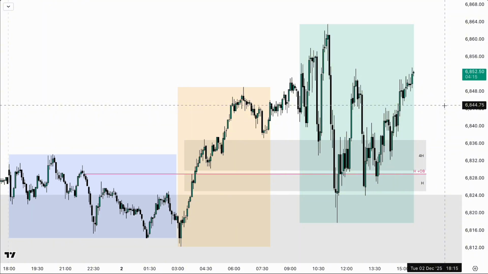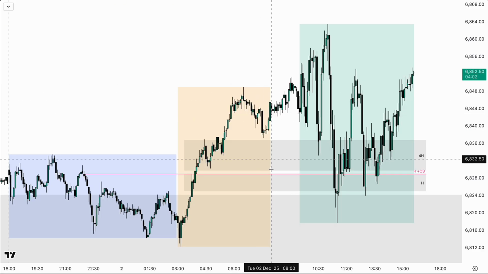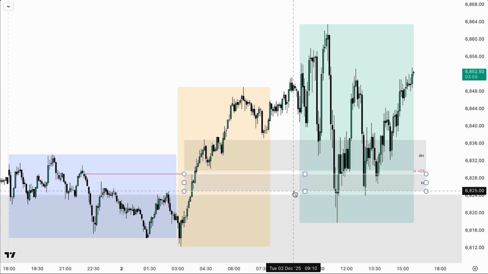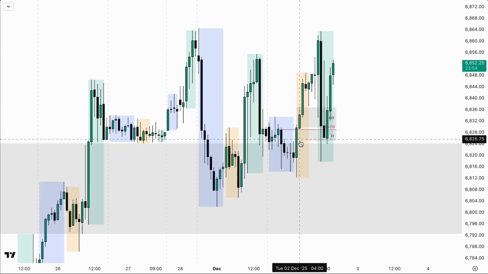This is the 5-minute right here. Again, we are thinking bullish prices today. We are in the framework of a bullish daily profile. We see that we have these higher time frame hourly price delivery arrays. We had this hourly fair value gap right here. We'll back out and show you. Hourly fair value gap right here.